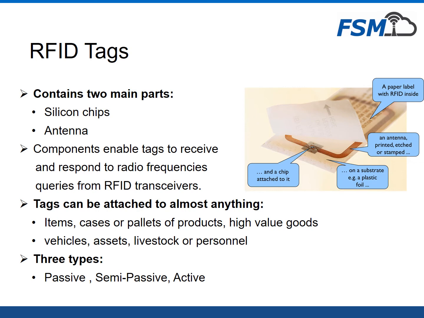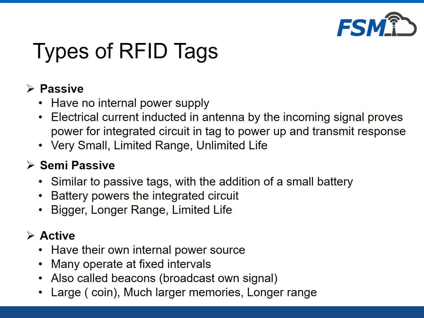But again, tags can also be of three types: passive, semi-passive, and active. A passive tag has actually no internal power supply. Whenever the incoming carrier waves are detected, they are enough to charge the antenna with a small capacitor inbuilt, which stores the energy and activates the chip. And once this chip is activated, the broadcast takes place. As soon as the tag moves away from the field, the power dies down. Such a tag has an unlimited life, limited range, and is usually small in size.